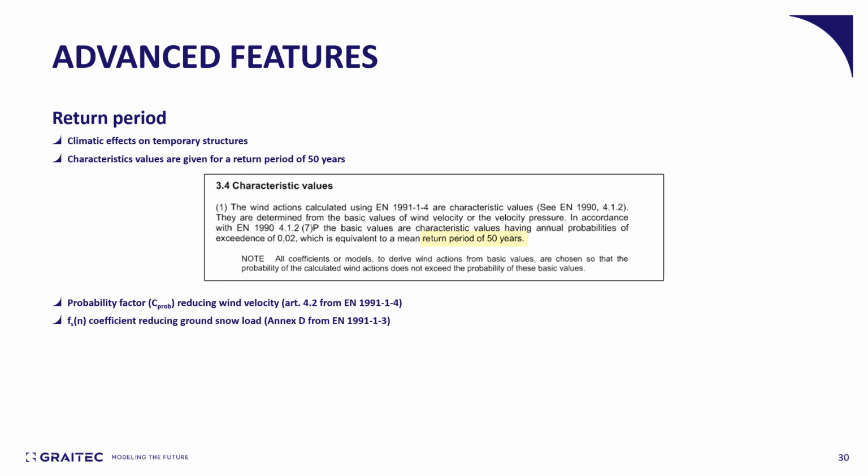Oh, and also know that Advanced Design will let you define the return period. This is not a concern for most buildings, which are defined with characteristic values based on a 50-year return period. But should you design a temporary structure, like a scaffolding or greenhouse, which are designed for 10, 15, or even 20 years, then you will want to use a smaller return period, which will lead to smaller wind forces and smaller snow forces, because the wind velocity will be affected by a probability factor smaller than 1, and the ground snow load will also be reduced by a coefficient smaller than 1, which are both defined in the standards.